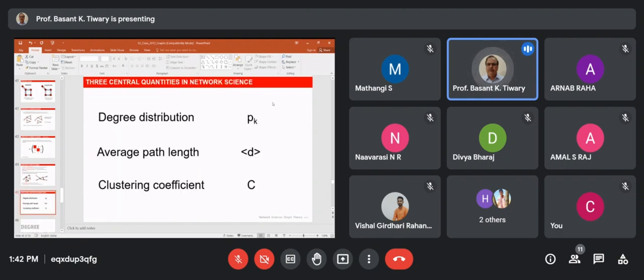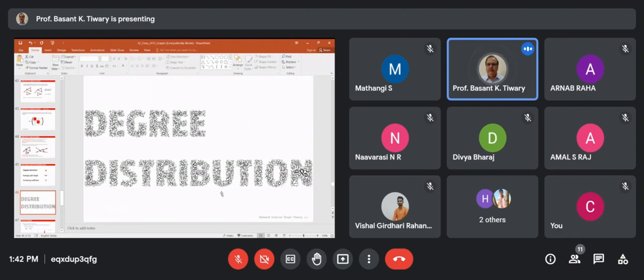Now, ultimately, we are coming to the three central quantities in network science. One is the degree distribution. I've already discussed degree distribution, that is pk, the probability of k. Another one is average path length, and the third one is the clustering coefficient. Now let us see what degree distribution is.